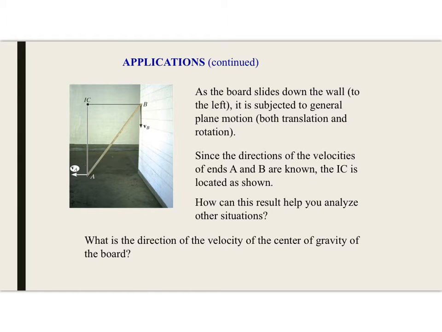Here's another example of a problem where you could use the instantaneous center of zero velocity. A board that's propped up against the wall. Two points on the board: the point where the board meets the wall is sliding down the wall, and the point where the board meets the floor is sliding outwards away from the wall. And those two velocities are in different directions.